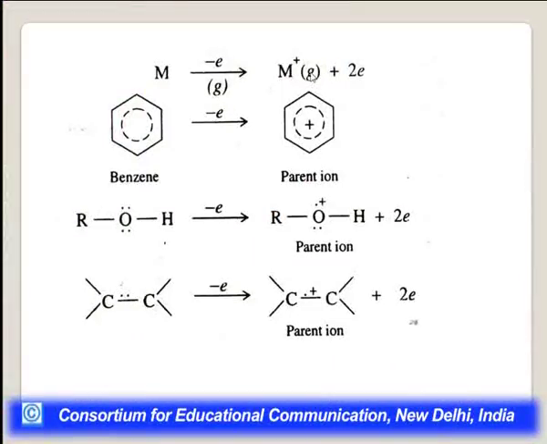Here you can see the formation of different molecular ions, or parent ions, from different organic molecules. This is the representation, and here you can see the benzene molecule, and what kind of parent ion? It will be positively charged. This is the aliphatic alcohol. You can see the parent ion and how you can represent it. And this is the alkene, and this is its parent ion.